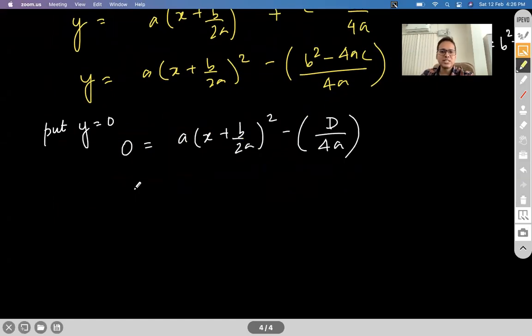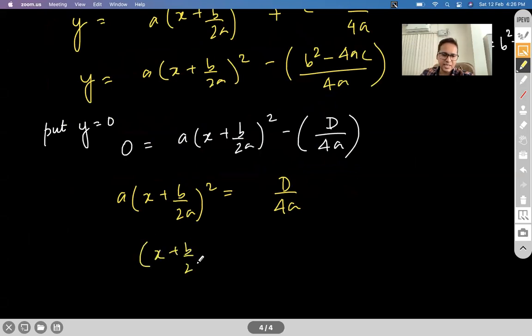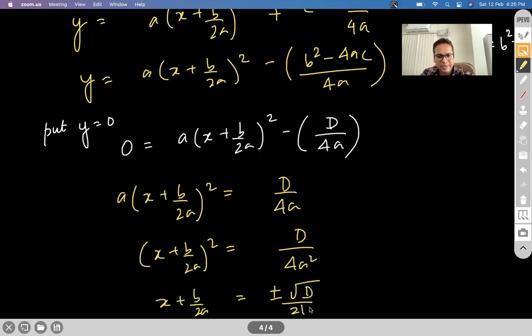So when you take the D to the other side, in fact, let me rewrite it like this. It becomes something like this. So if you bring this A down, it becomes D by 4a square. Take the under root on both the sides, will give you plus minus root D by 2 mod A.